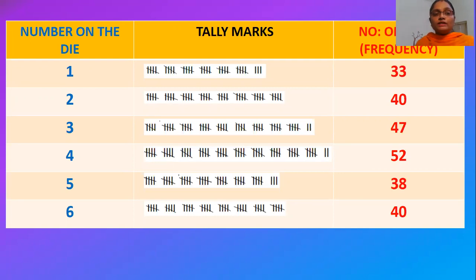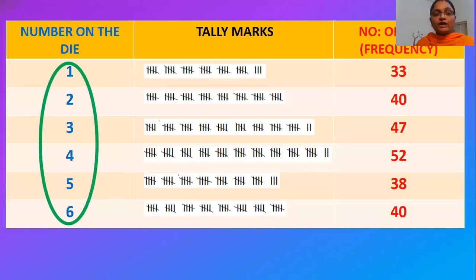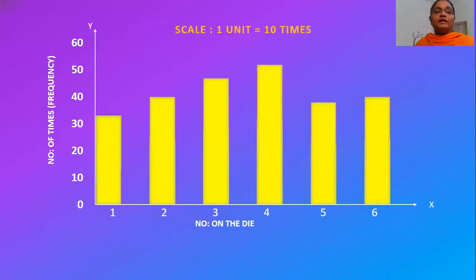So number 1 on the die is occurring 33 times. Similarly, you need to find for the other numbers on the die, you will be getting the frequency of occurrence, and using these 2 data, you will be drawing a bar graph. The frequency or number of times of occurrence will be represented along the y-axis and number on the die will be represented along the x-axis. The scale along the y-axis, 1 unit represents 10 times. So from the bar graph, you will get the required information.